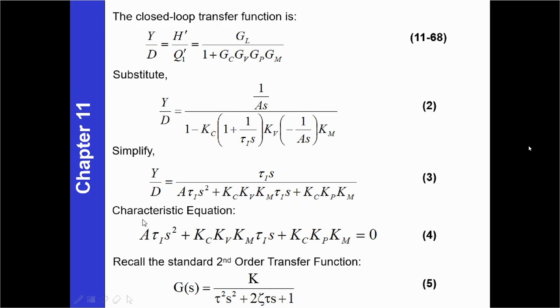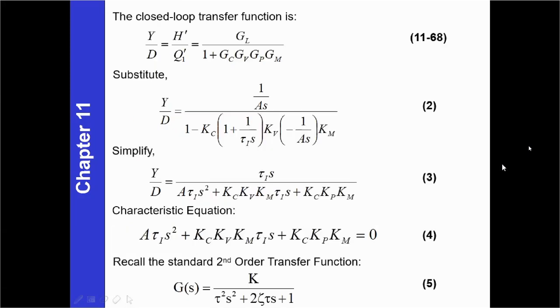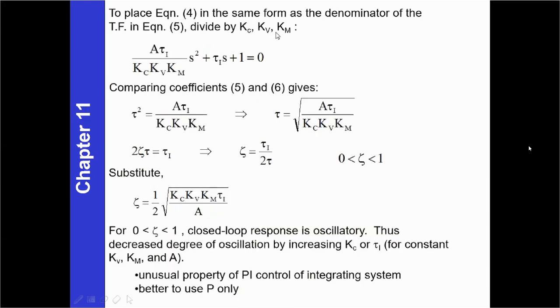And the characteristic equation is the denominator here: A tau_I s squared plus K_c K_v K_m tau_I s plus K_c K_v K_m equal to 0. Recalling the standard second order transfer function, it is given by K over tau squared s squared plus 2 lambda tau s plus 1. To put equation 4 in the same form as the denominator of the transfer function in equation 5, we divide by K_c K_v K_m, and we have A tau_I over K_c K_v K_m s squared plus tau_I s plus 1 equal to 0.